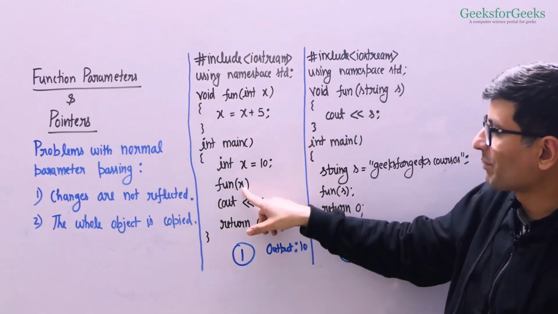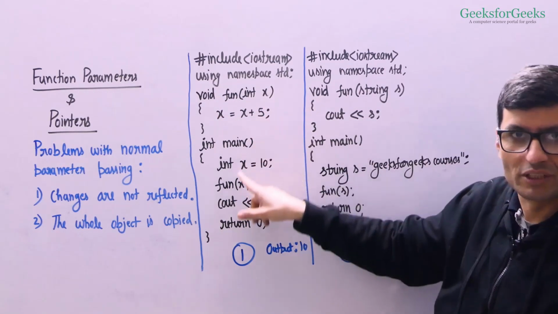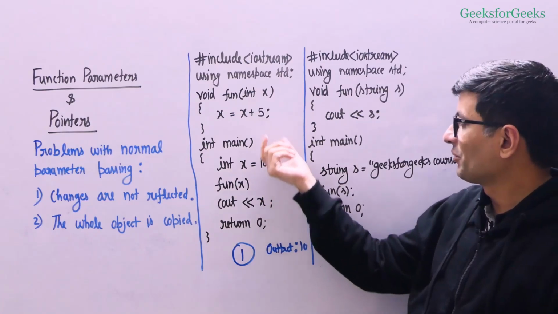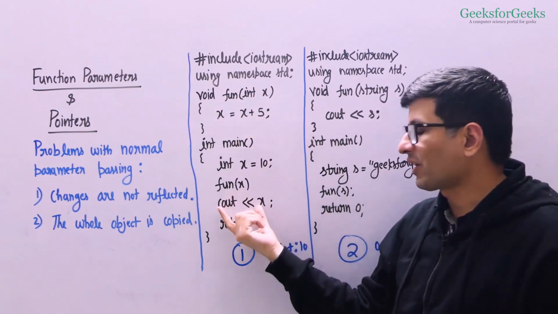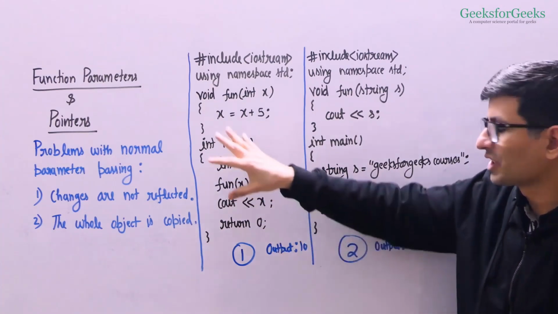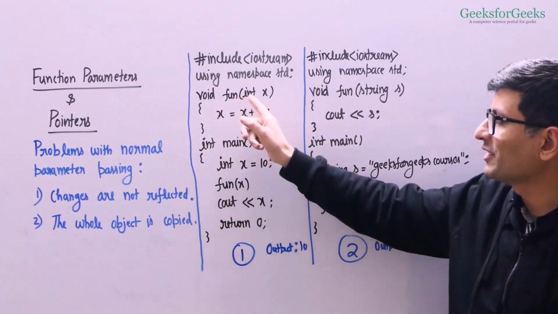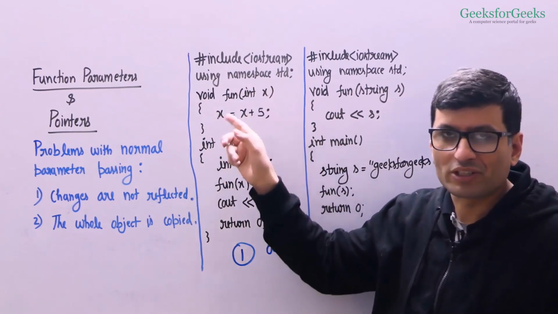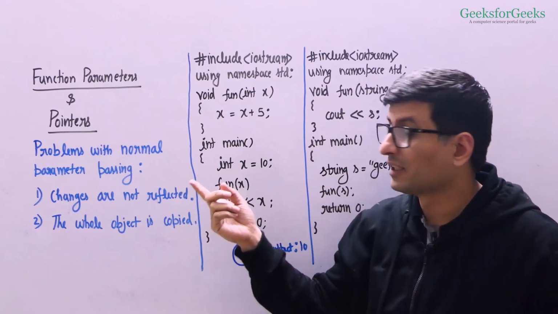The changes are local to this variable x. This x is copied here, right? There are two different x variables, so whatever change you make to this x is not reflected in this x. So you get the output as 10. This is one problem. If you want to change the value, you cannot change it without references or pointers.